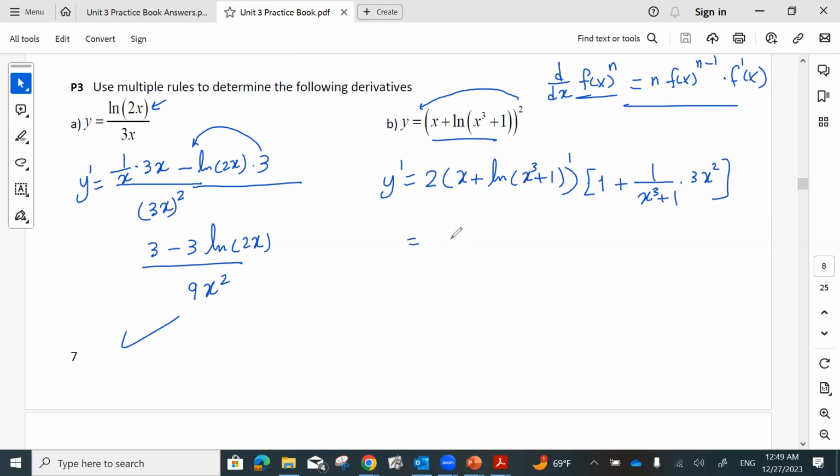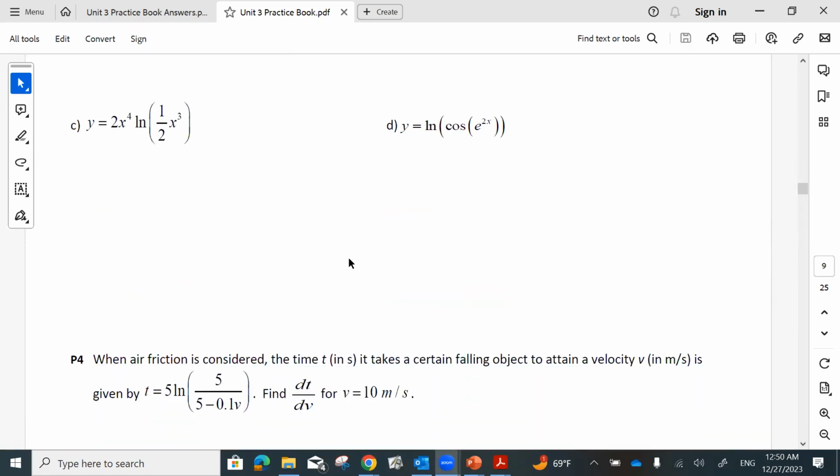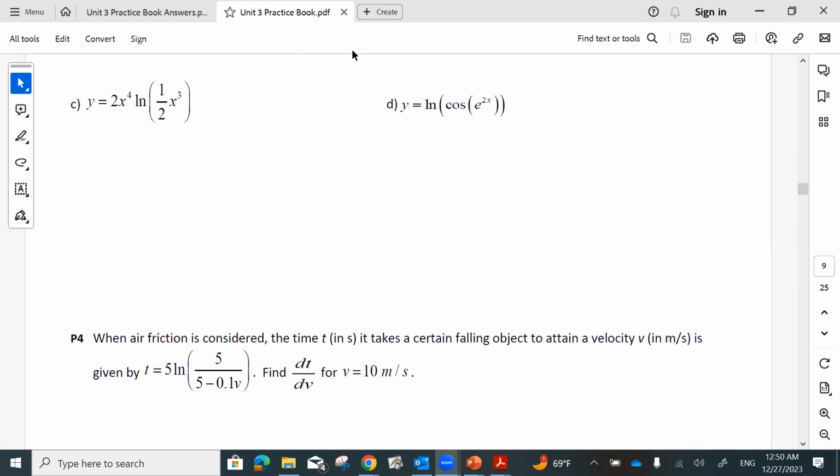Again, the answer is 2 times (x plus ln(x cubed plus 1)) times (1 plus 3x squared over x cubed plus 1). So this is the answer here. I can multiply, or you can multiply the 2 in, but no need. More questions if you have. Yes, this one, and we stop with this question, please.